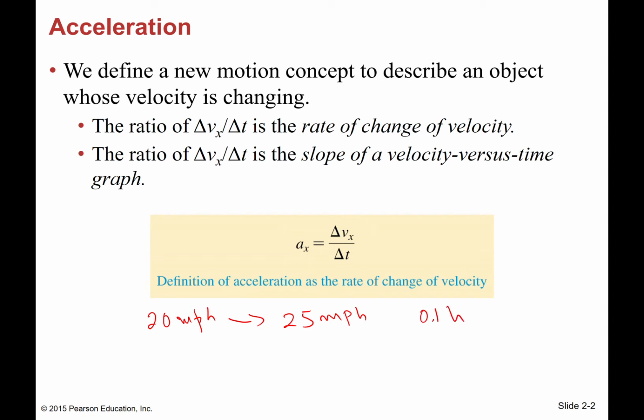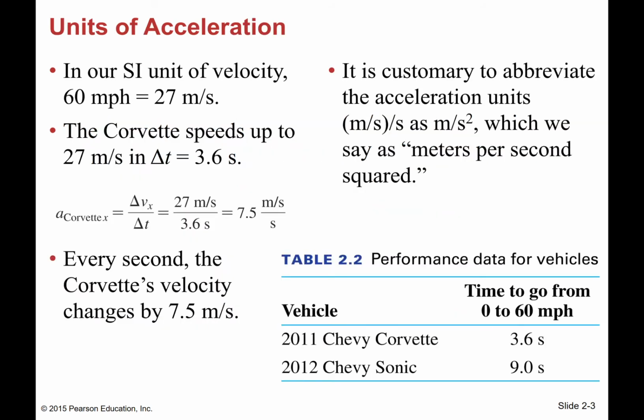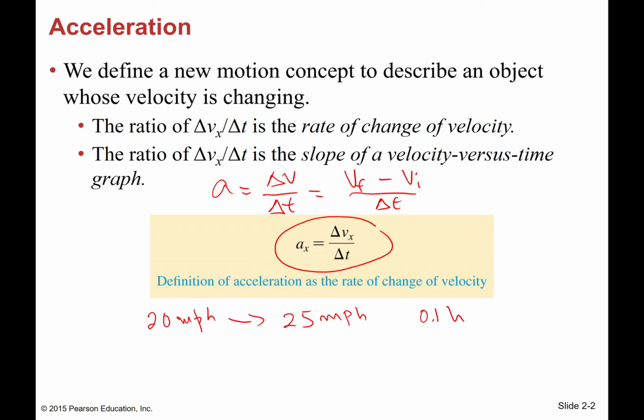So what is your acceleration? Well, your acceleration is going to be defined as the change in velocity, delta V. Acceleration is defined as the change in velocity, which is equal to, and I need more space, so let's move over here. A is equal to delta V divided by delta T, and this is equal to final velocity minus initial velocity, that is the change in velocity, divided by delta T. So that is your definition of acceleration.